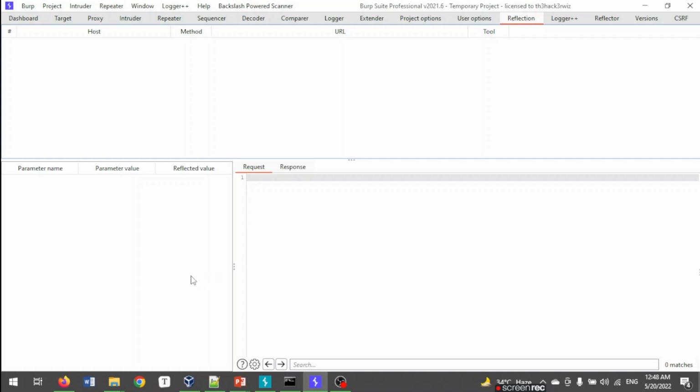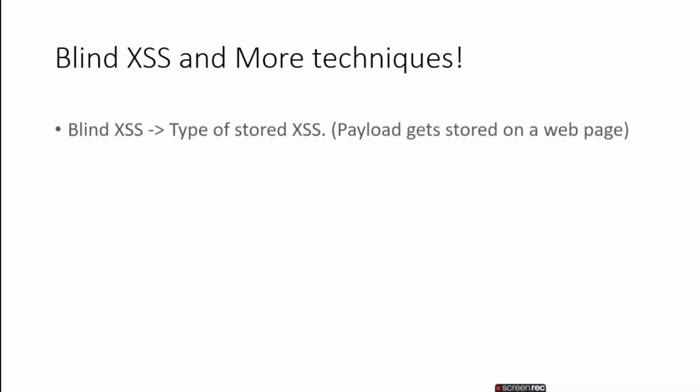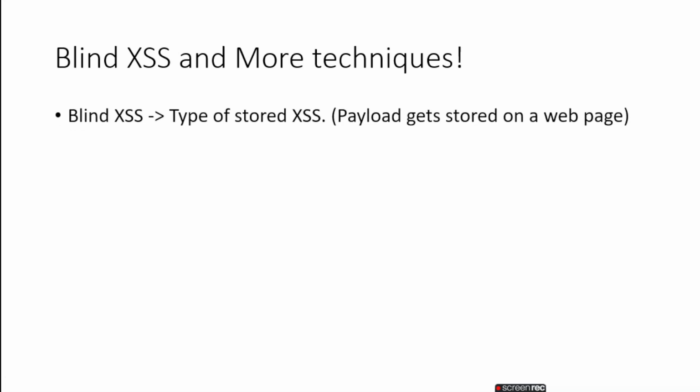In this video, we are going to talk about blind XSS, and we are going to talk about some more techniques that we can use to find XSS. So first, let's talk about what is blind XSS. So blind XSS is a type of stored XSS. That means whatever payload that we are sending, it is actually getting stored on a web page.